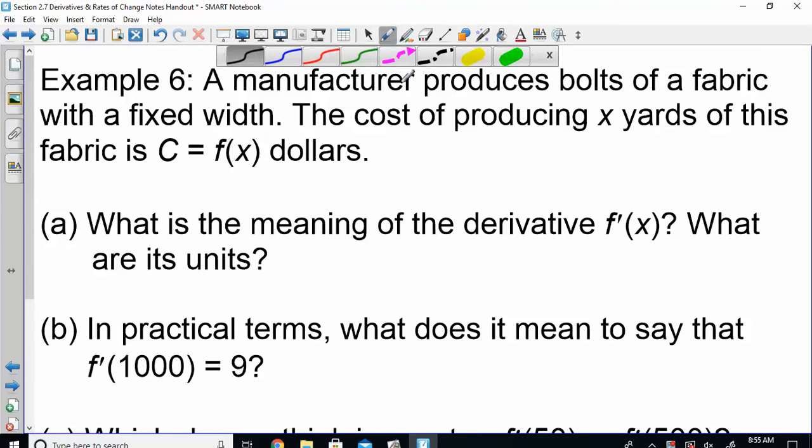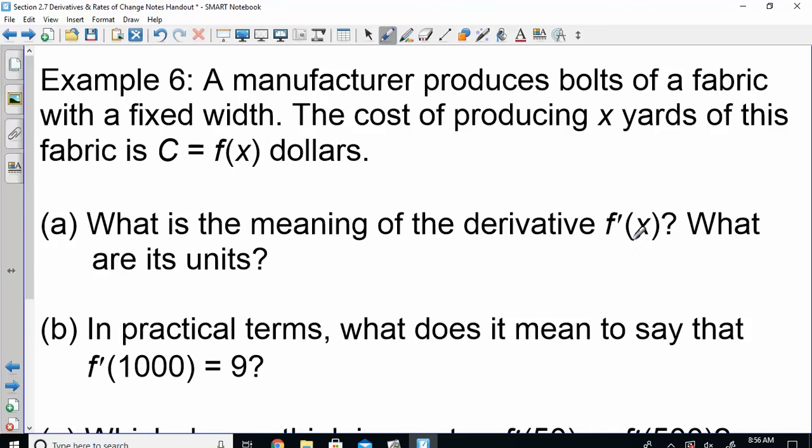First, I just want to talk a little bit about the meaning of these. This seems to be something that sometimes people struggle with a little bit. So, this example, a manufacturer produces bolts of a fabric with a fixed width. The cost of producing X yards of this fabric is C equals F of X dollars. Part A, what's the meaning of the derivative F prime of X?